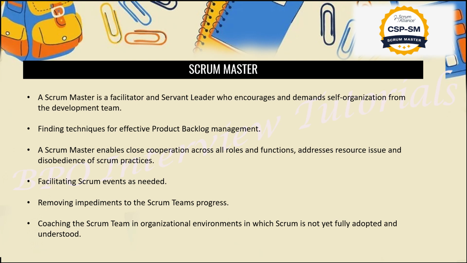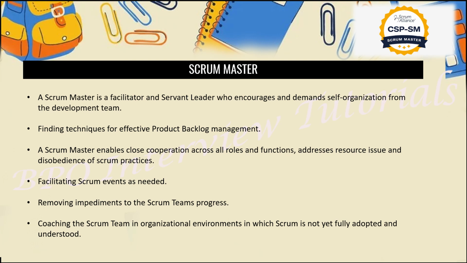Okay, now second what we have is the Scrum Master. We have been learning about the Scrum Master from the start, but here we will see some points to summarize the roles of the Scrum Master. One point is that the Scrum Master will play a servant leader role, encouraging and demanding self-organization from the developer team. Finding techniques for effective product backlog management: what best techniques can we follow, and what is the best way to get a product backlog closed.